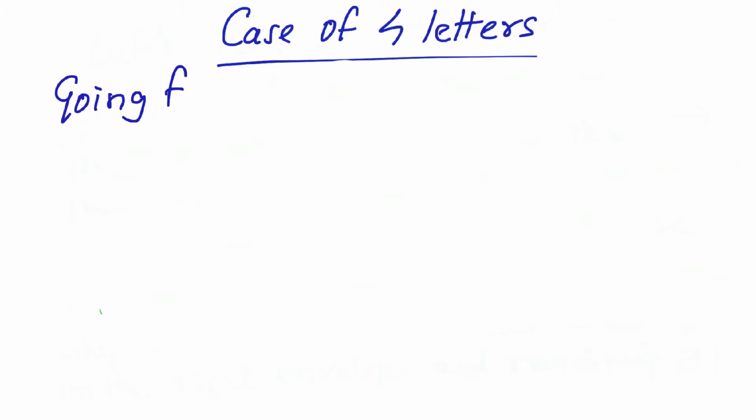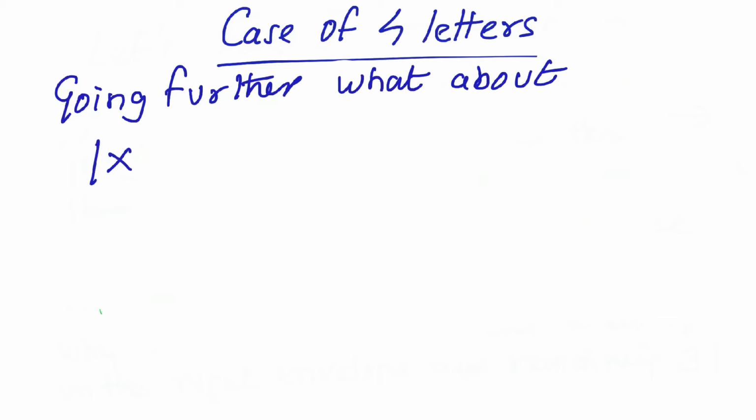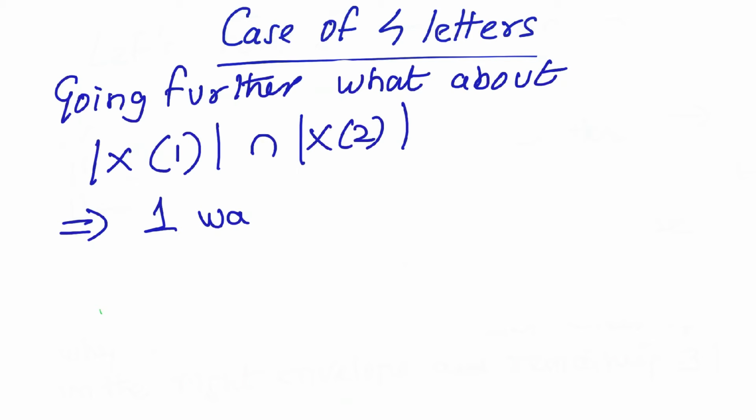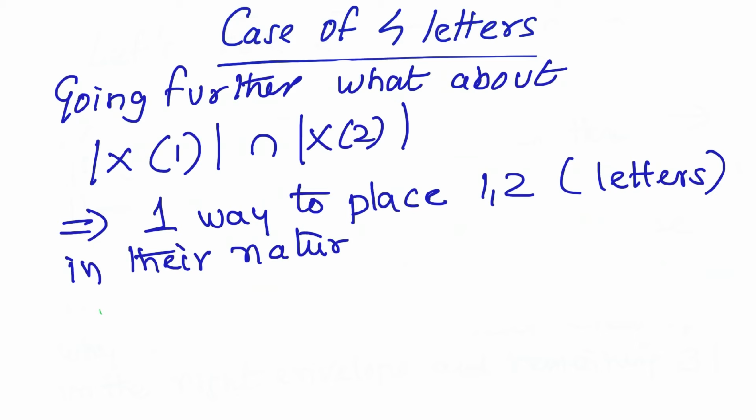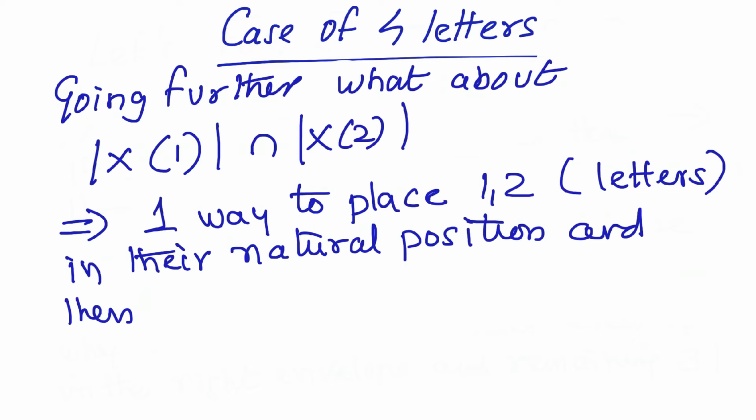Now, going on, we are looking at the case of x1 intersection x2. Of course, once again, as we have already discussed just now, for these 2 cases, there's one letter and the second letter. There is one way to place values 1 and 2, that is letters 1 and 2, in their corresponding positions, and for the other 2, naturally there will be 2 factorial combinations which are possible.